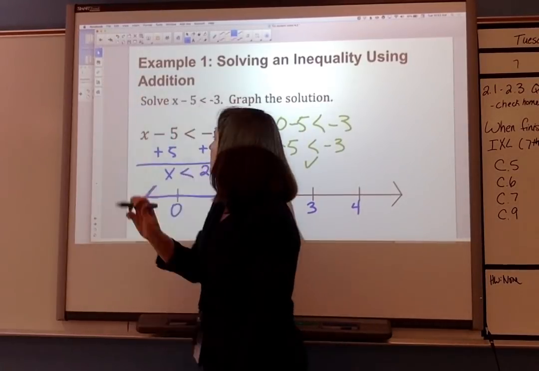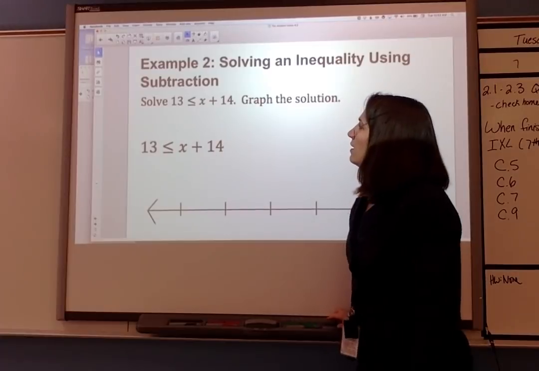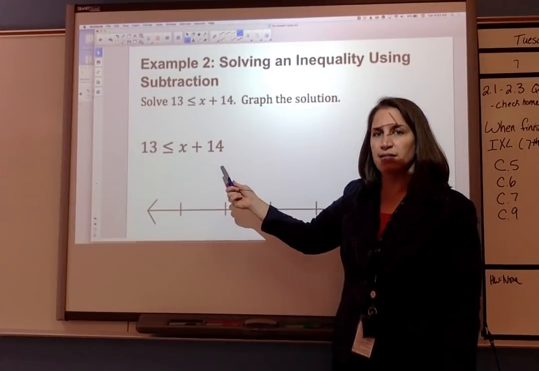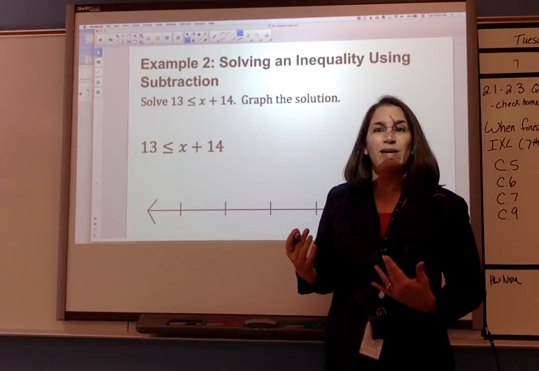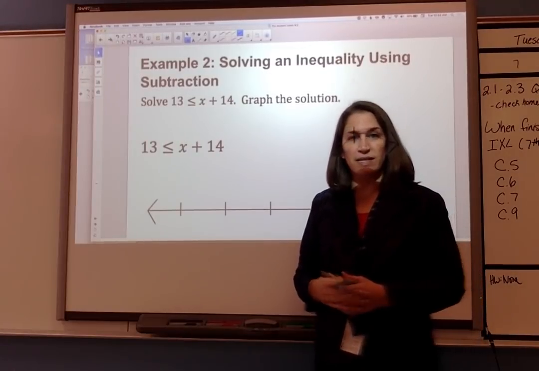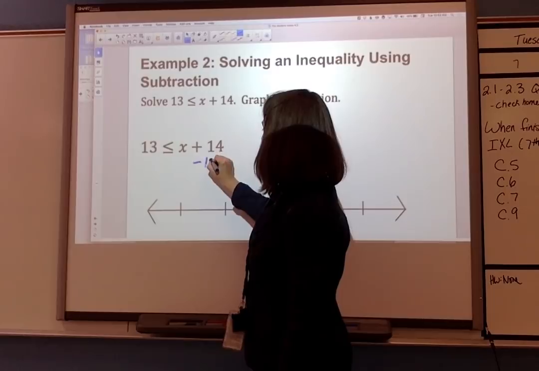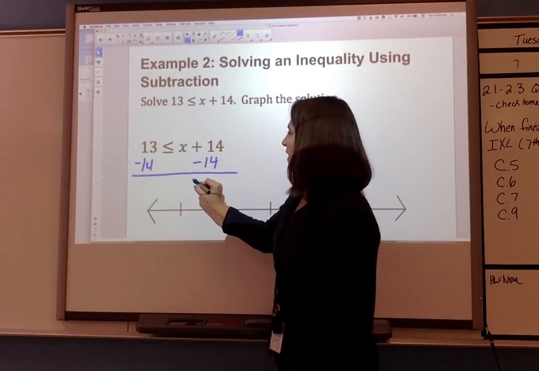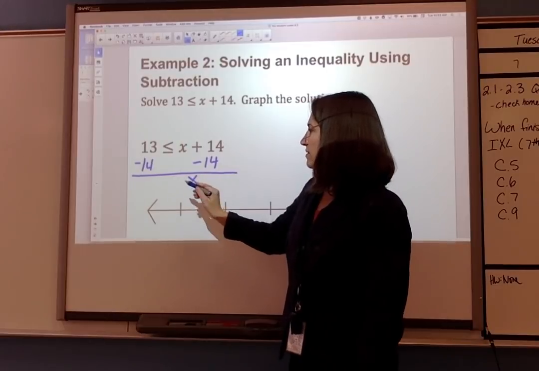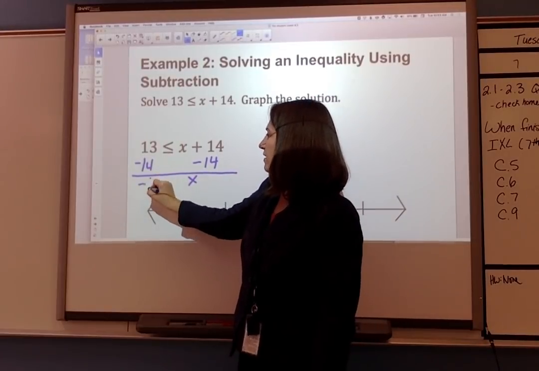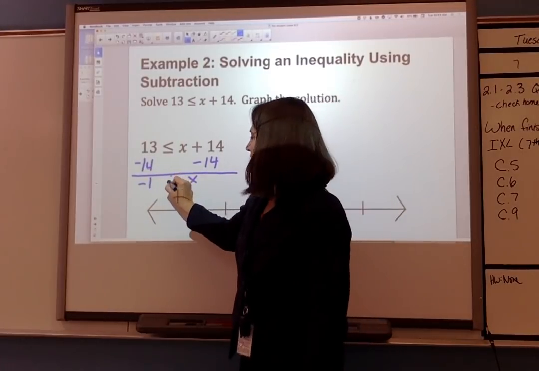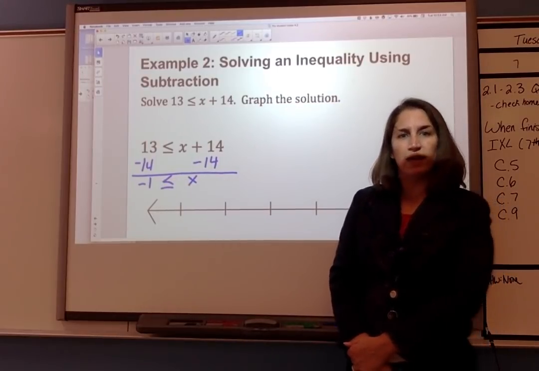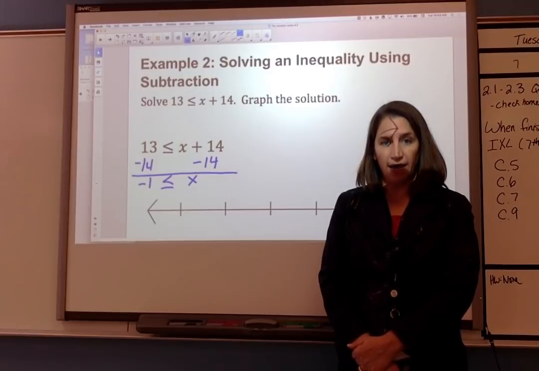Let's look at another example. Here we have 13 is less than or equal to x plus 14. We can subtract the same number from both sides of the inequality. In this case, we want to subtract 14. And on the right side, I have x. On the left side, I have negative 1. And then I have this less than or equal to symbol. So this reads negative 1 is less than or equal to x.